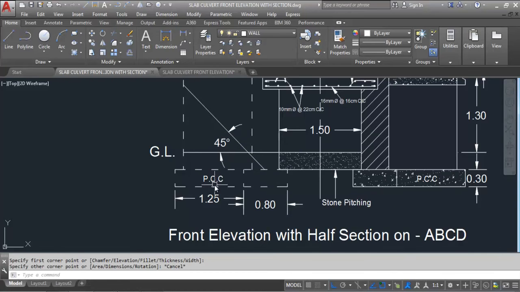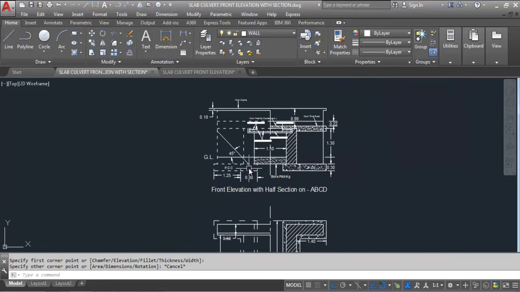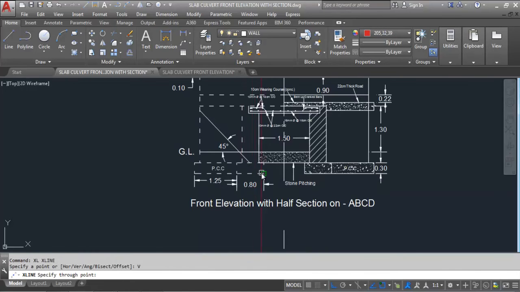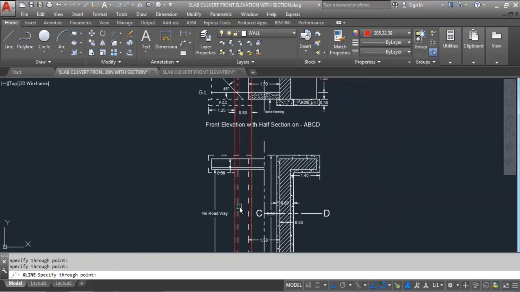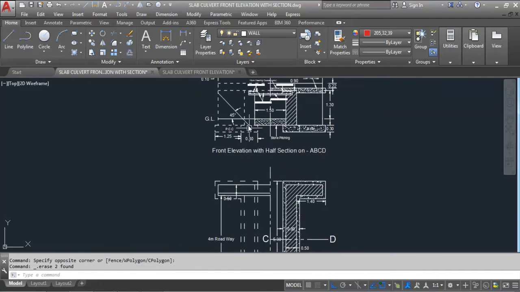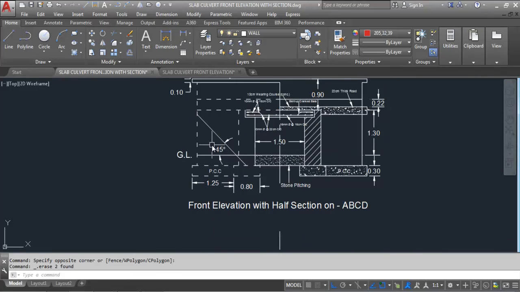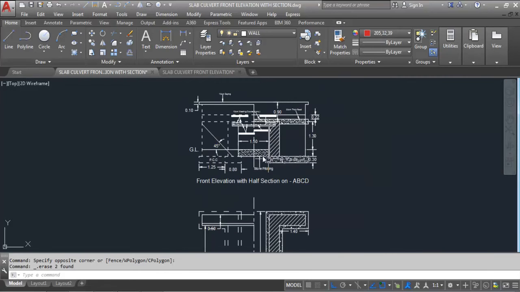Now this is PCC. This PCC is 1.25 meter and 0.8 meter. Change the color and show you a vertical line. Mark here and mark here. You can understand now this level. You can see these two lines, the projection of these two lines. This is PCC. So this is the wing wall.